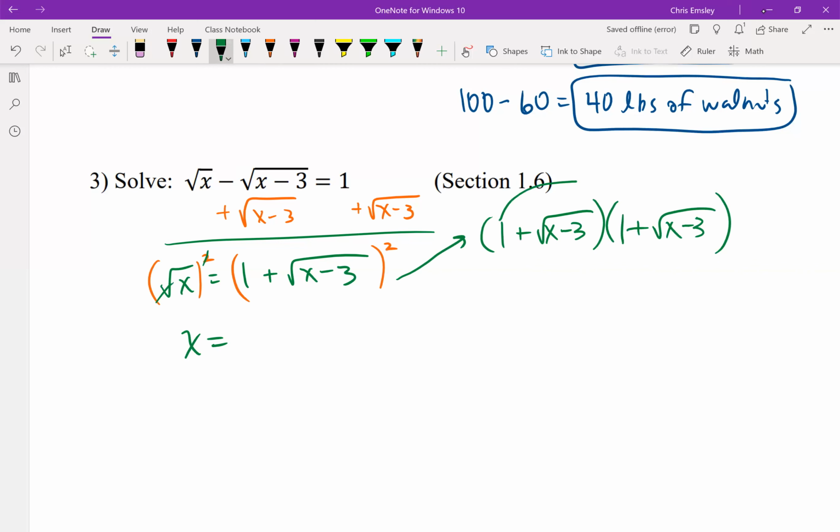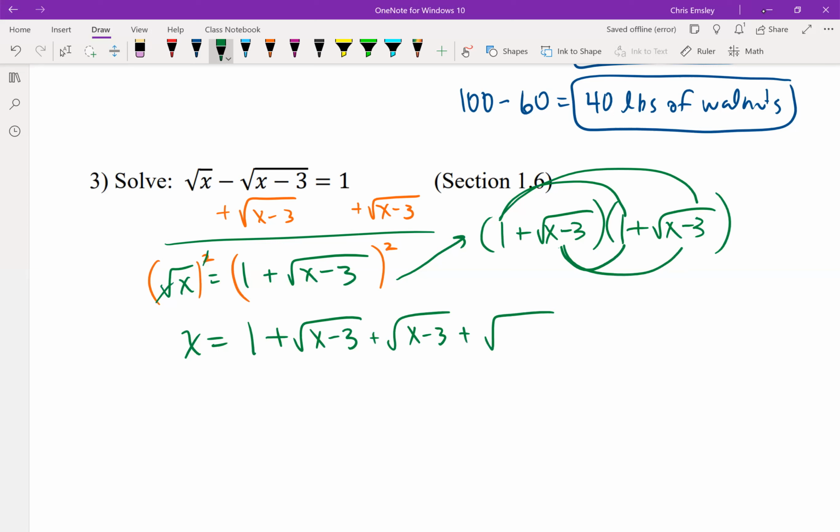So we're going to do 1 times 1, which is 1. 1 times the square root of x minus 3, which is the square root of x minus 3. And then we get that again, 1 times the square root of x minus 3 again. And then we get the square root of x minus 3 squared. Then we can do some simplifying there. These are like radicals, so they can be combined. We have 2 of them. So 2 square root of x minus 3. And then this last one, we get that nice cancel again. The radical and the exponent cancel each other. So we just have x minus 3.